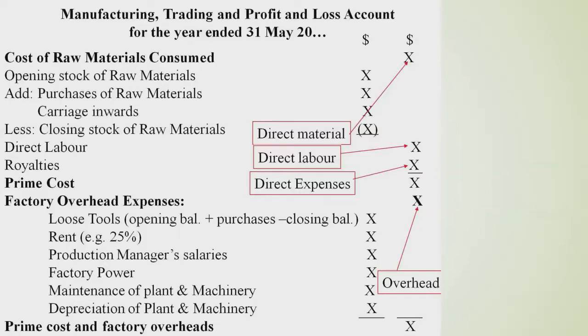Then you start with opening stock. Maybe before you started producing, there was some stock available that you started off with. You add purchases of raw materials because the previous stock you found won't be sufficient to cover the production, so you added new, that is purchases. Then you add carriage inwards. Then you subtract the closing stock of raw material. Then you add direct labor, royalties, then you get your prime cost. To your prime cost, you add factory overhead expenses. Then you are done with your manufacturing account.